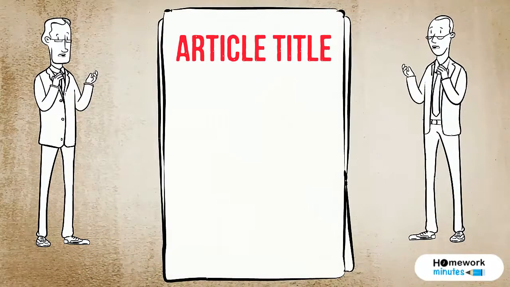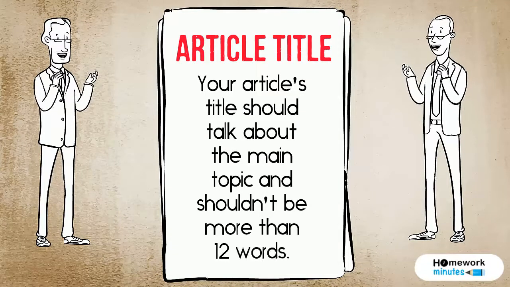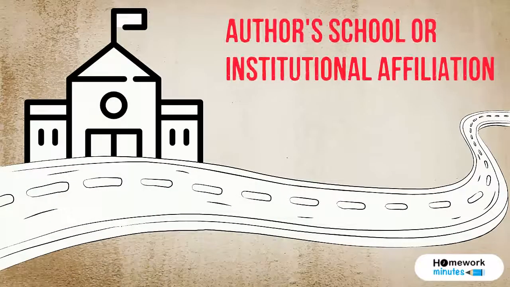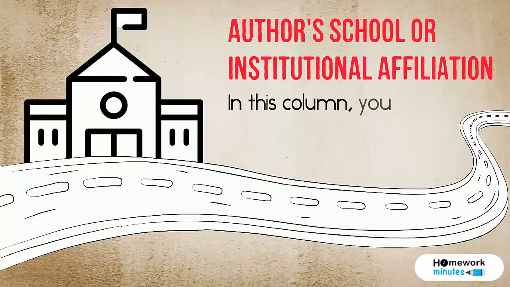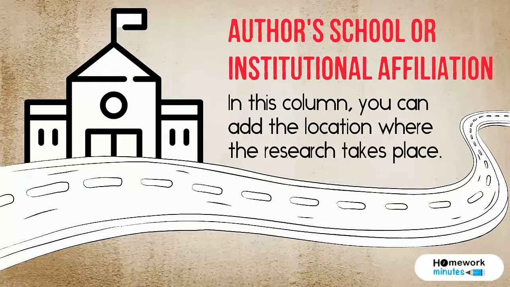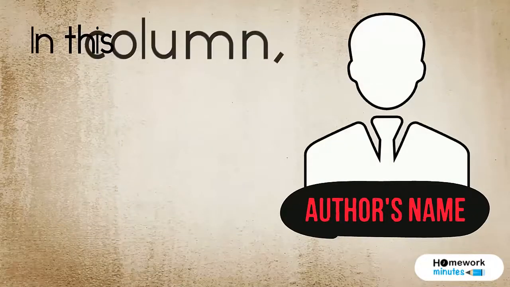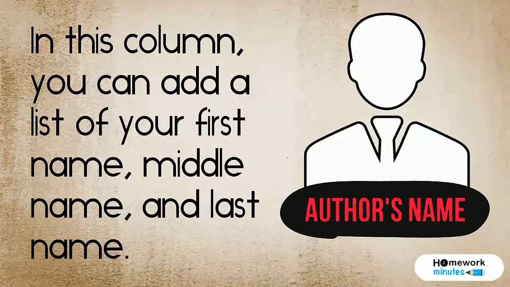Article title. Your article's title should talk about the main topic and shouldn't be more than 12 words. Author's school or institutional affiliation. In this column, you can add the location where the research takes place. Author's name. In this column, you can add a list of your first name, middle name, and last name.